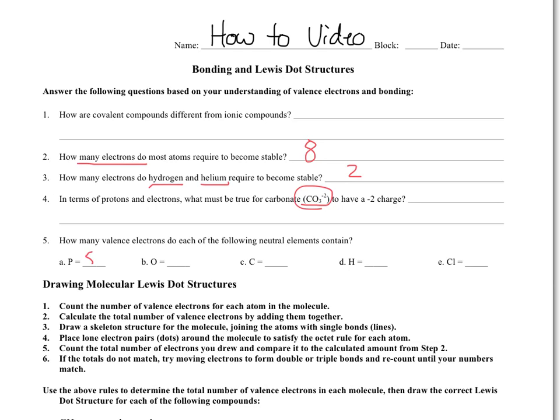So this one has 5 valence electrons. Oxygen is one column over, so it has 6. Carbon is one column back from phosphorus, so it has 4. Hydrogen only has 1 valence electron, and chlorine has 7 valence electrons.